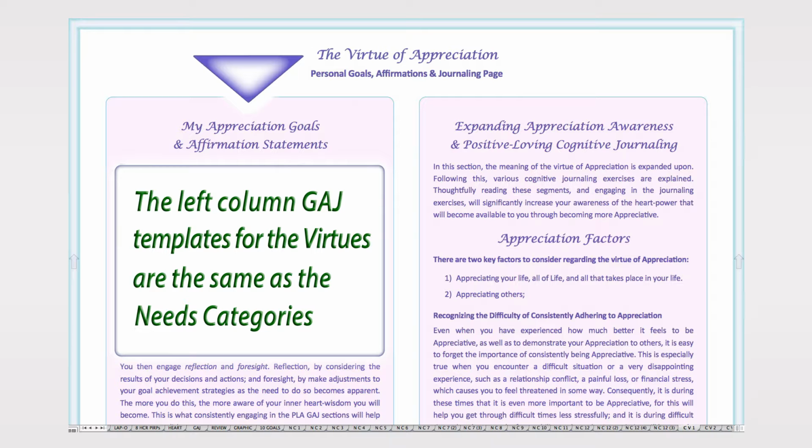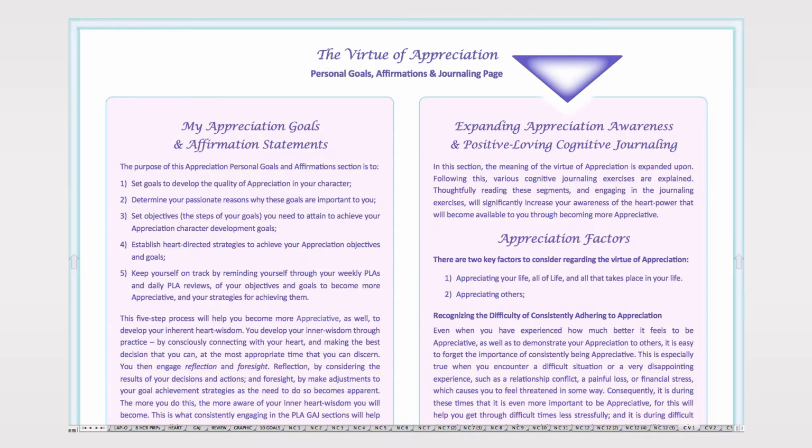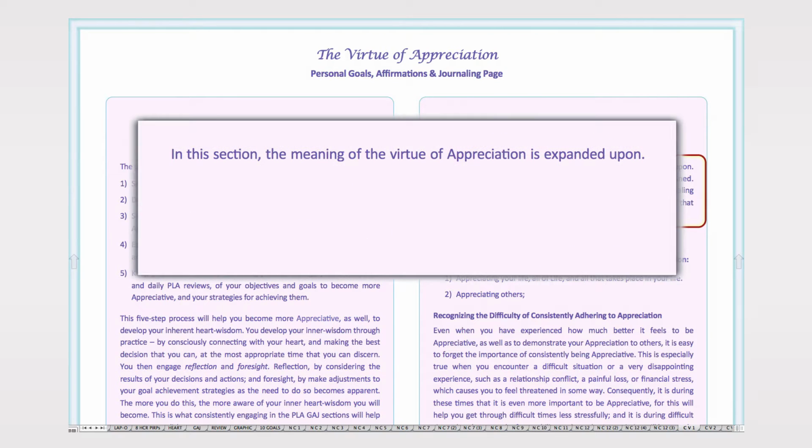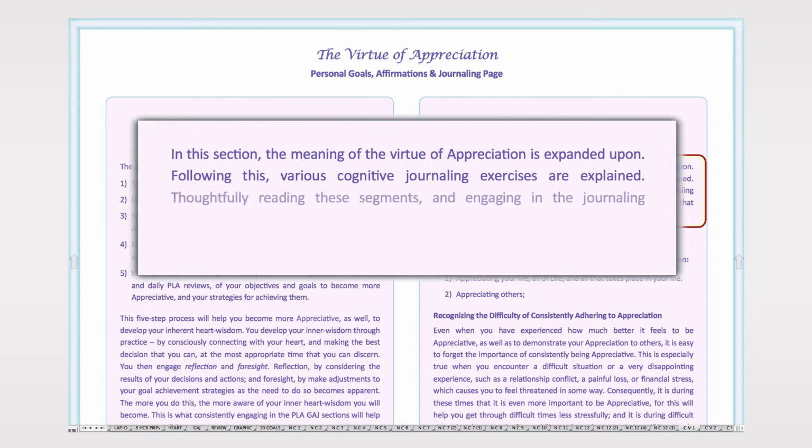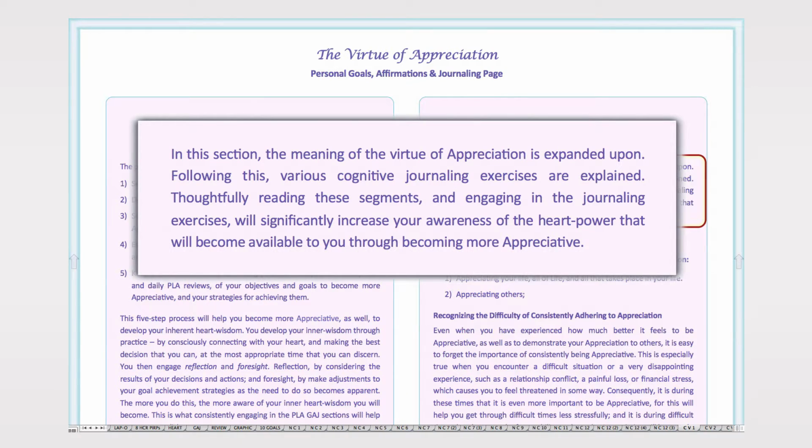The differences between the needs categories and the virtues templates is in the right column, as explained in this top paragraph. Expanding appreciation awareness and positive loving cognitive journaling. In this section, the meaning of the virtue of appreciation is expanded upon. Following this, various cognitive journaling exercises are explained. Thoughtfully reading these segments and engaging in the journaling exercises will significantly increase your awareness of the heart power that will become available to you through becoming more appreciative.